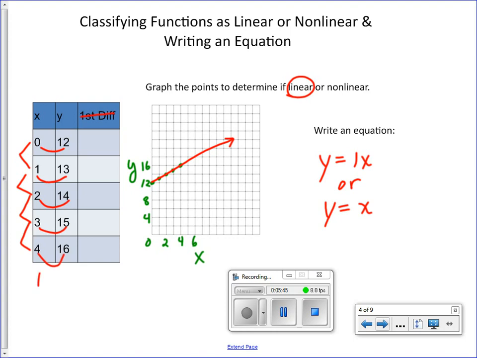And I think you will agree that in all cases we have to add 12 to the x in order to get the y. So our equation becomes y equals x plus 12. All right, and there is our final equation for this graph.